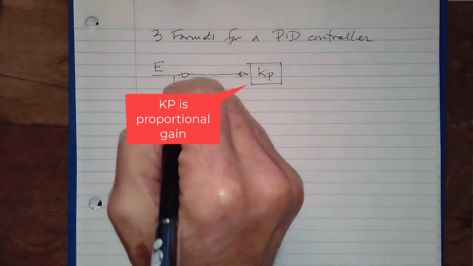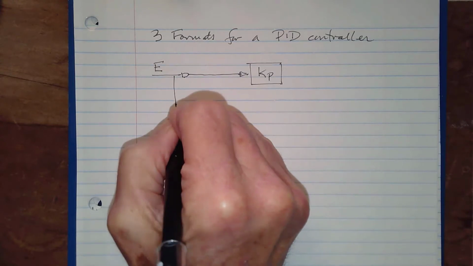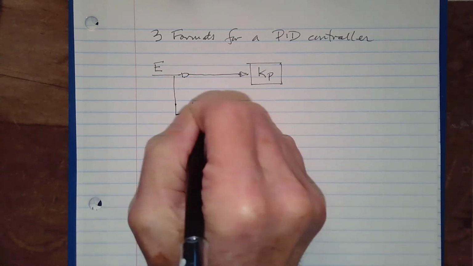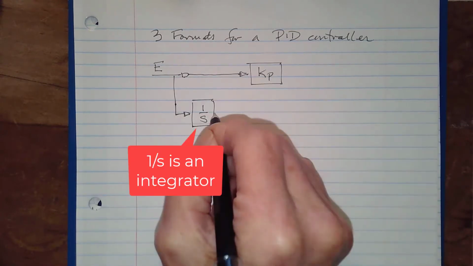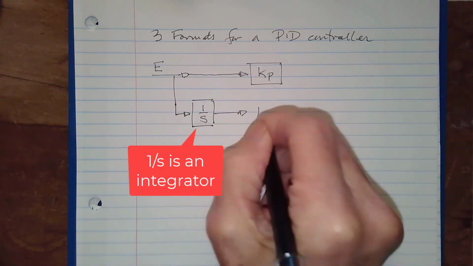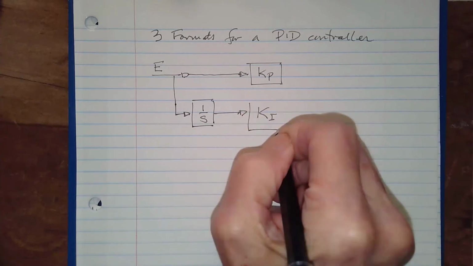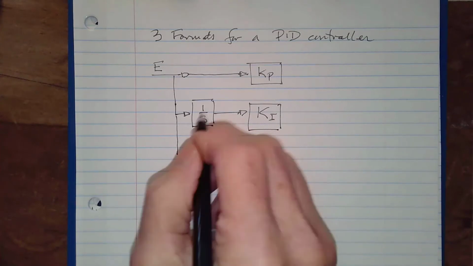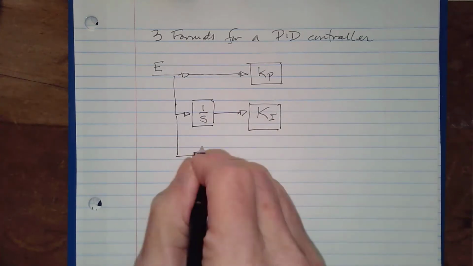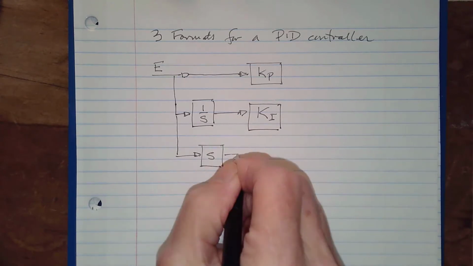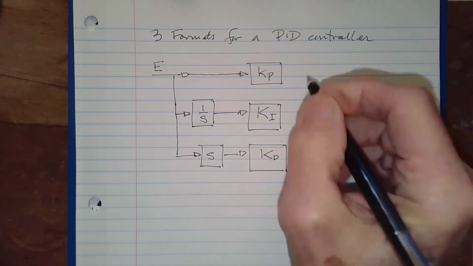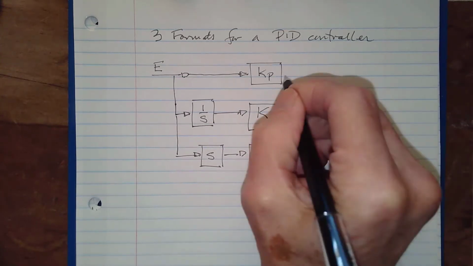Then we can take the error and actually integrate it, so I'm going to feed it through a 1 over s, and then feed this into an integral gain. And then the other thing that I can do, that's the P part, it's the I part, and the D part, is I take the derivative and feed it through a KD. And then I have my three different actions.